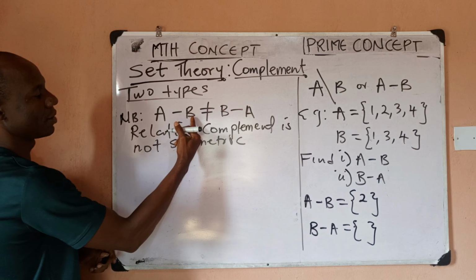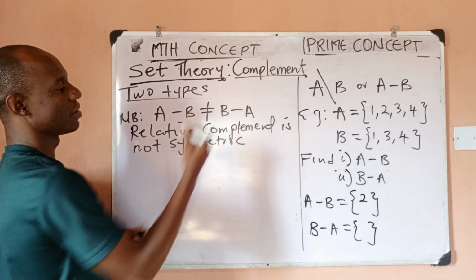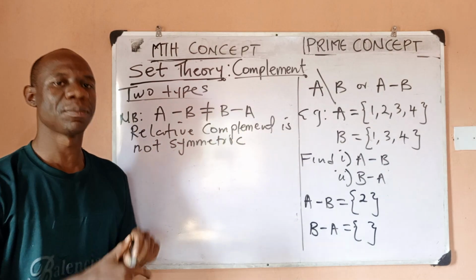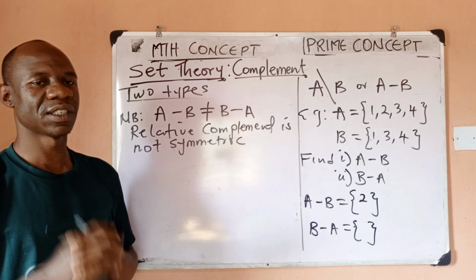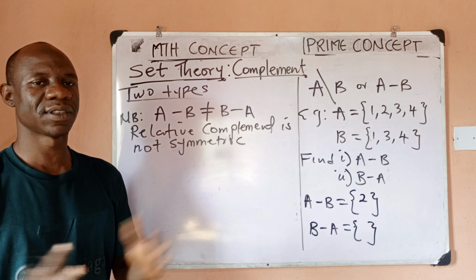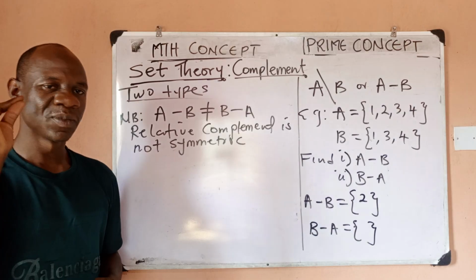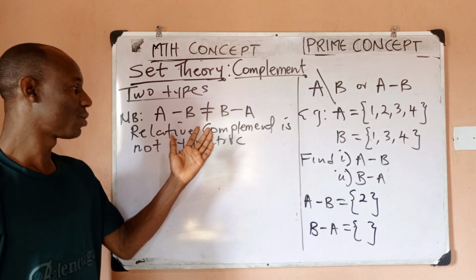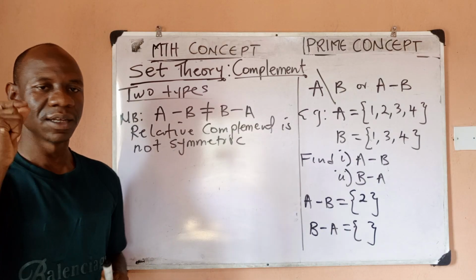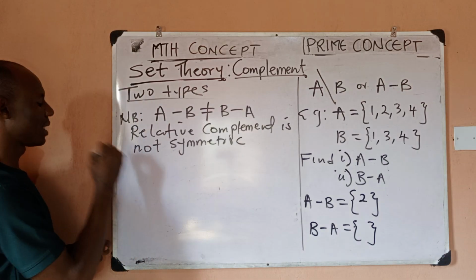So assuming A difference B is equal to B difference A, then we would say that relative complement is symmetric in A and B. But it is not symmetric because we can clearly see that they are not equal. Now there is something called symmetric difference, the difference that is symmetric, unlike relative difference, which is not symmetric. So we have what we know as symmetric difference.